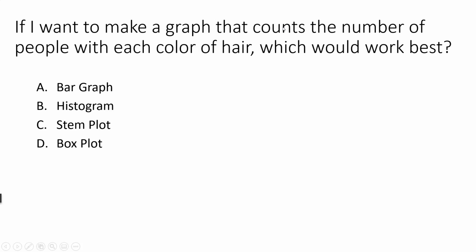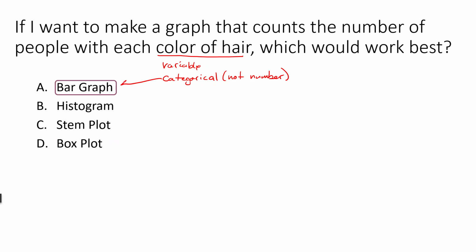All right, so if we want to make a graph that counts the number of people with each color of hair, which would be best? A bar graph, a stem plot, a histogram, or a box plot? Well, if we're using color of our hair as our variable, that is categorical. It's a category. It's a label. It is not a number. So that means the best graph to use for that would be the bar graph. All right, so if we're using a categorical variable, not a number, we're using our bar graph.